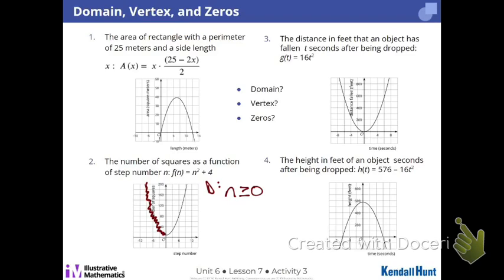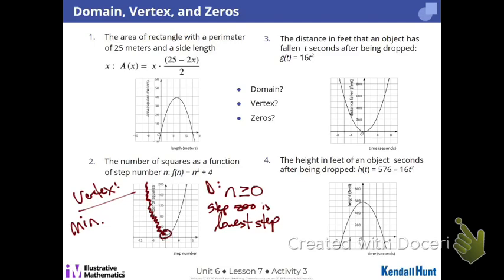Then we have the vertex. So I'm going to write this. Step 0 is lowest step. Okay? Then let's have the vertex. Is our vertex the max or the minimum? It's the minimum. It's right here. It's the bottom. I thought you said it was the top. No, that was in context for number 1. It's the point that shows the most area. This one's the minimum. It's just the point where it curves.